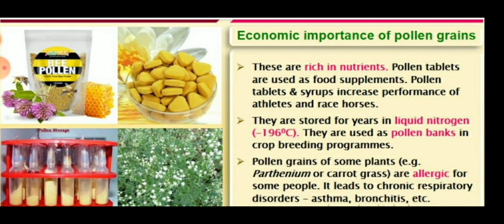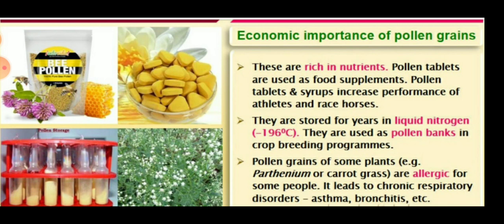So children, what is the economic importance of pollen grains? Mainly, pollen grains are the male gametophyte, but they are rich in nutrients. So pollen tablets are used as food supplements, and pollen tablet syrups increase the performance of athletes and race horses. Pollen can be stored for years in liquid nitrogen, at a temperature of minus 196 degrees Celsius. They are used as pollen banks in crop breeding programs also.